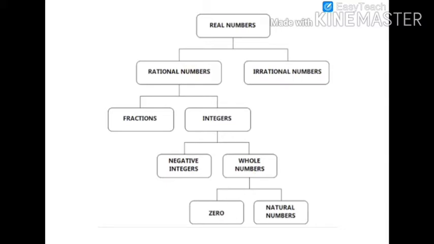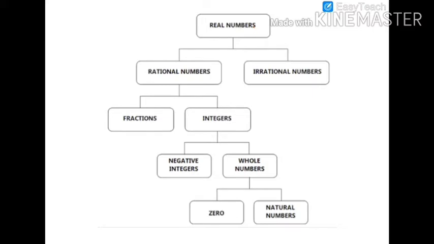To the set of whole numbers, if we add the negative integers, then we get the complete set of integers. So integers are nothing but whole numbers and negative numbers. Then integers on the number line and the fractions together make rational numbers. And together, rational and irrational numbers make real numbers.